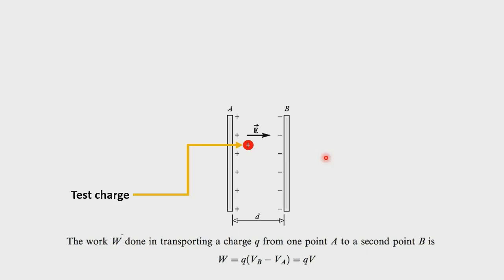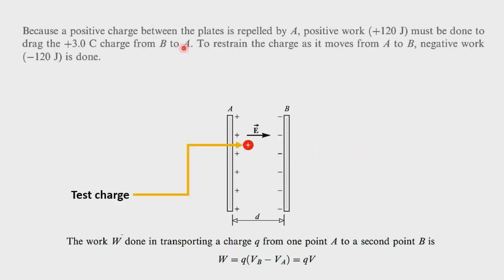So going back to our problem, remember that a positive charge between the plates at A experiences a repulsive force. So positive work, which is 120 joules or 0.12 kilojoules, must be done to drag the charge from B to A, in order to restrain the charge as it moves from A to B. So instead of the charge moving from A to B, we are actually moving the charge from B to A.